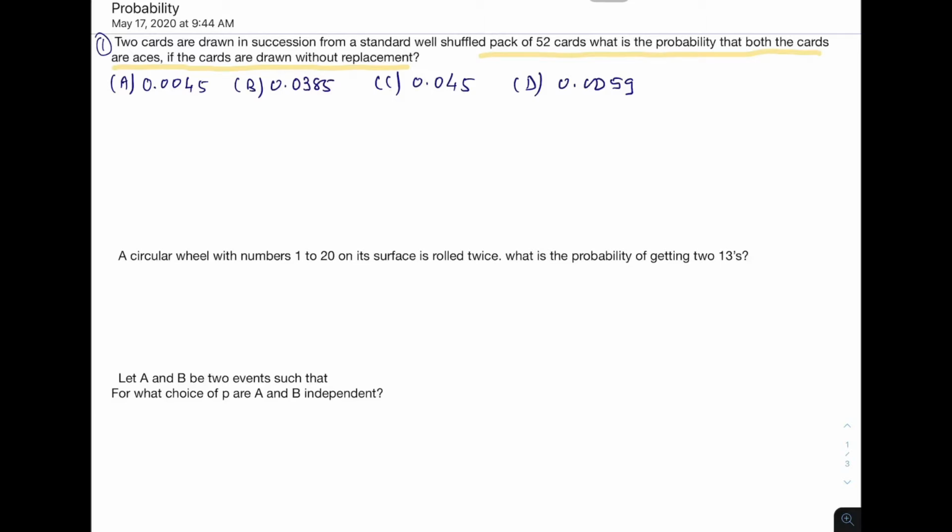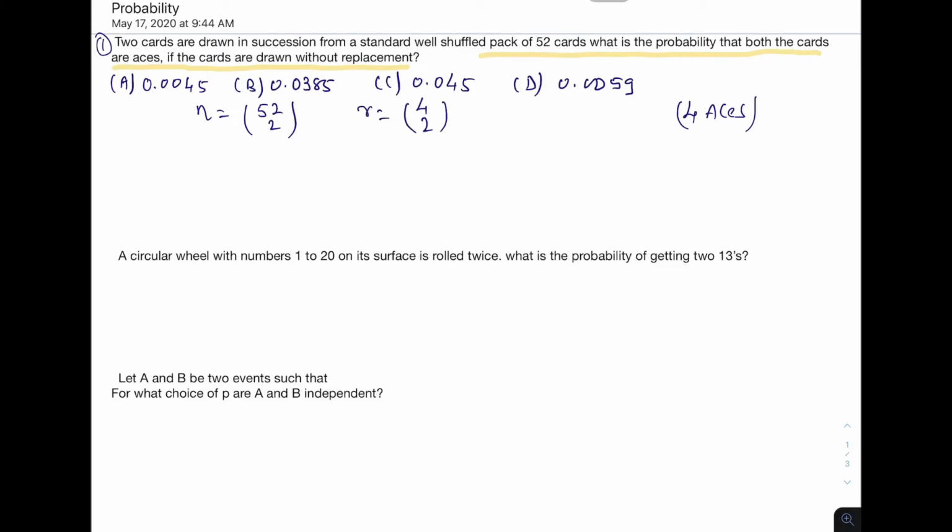So two cards are drawn in succession from a standard well shuffled pack of 52 cards. So from 52 cards we are drawing 2 cards, and so we are having n equal to 52C2. What is the probability that both the cards are aces? So what is r here? There are 4 aces, so it should be 2 aces from among the 4. So r is equal to 4C2.